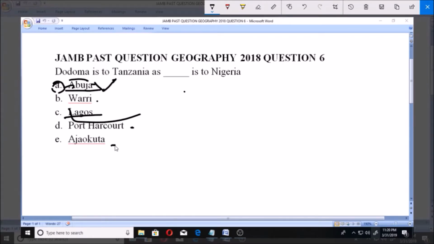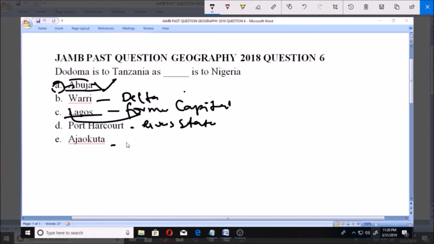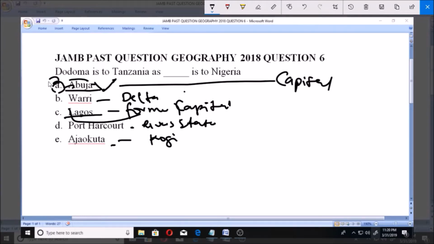Port Harcourt is the capital of Rivers State. Warri is just a city in Delta. Lagos is the former capital of Nigeria. Ajaokuta is a city in Kogi State where we have the Ajaokuta Steel Company. But Abuja is the capital of Nigeria. So that makes Abuja the right answer to this.